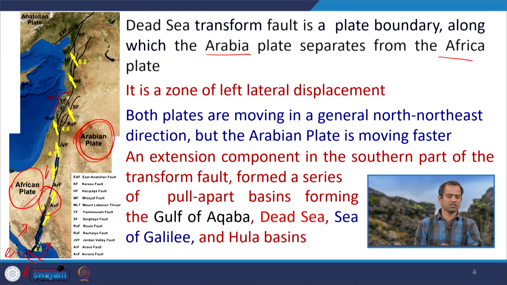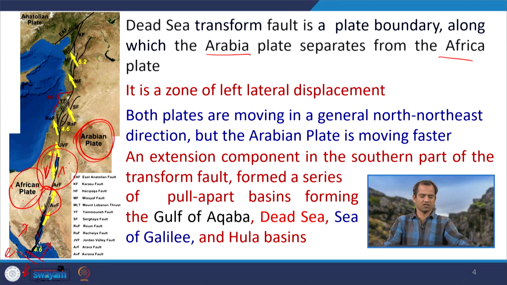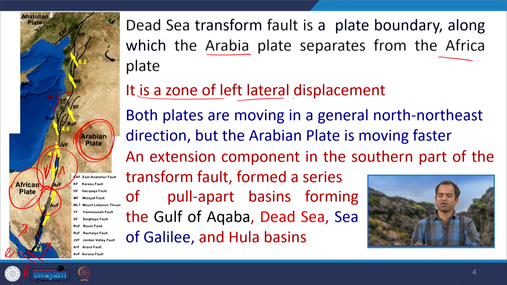This is the sinistral transform fault being generated here, and as it is being created on the shield area, the African shield, which is very rigid and old, we are creating narrow zones of deformation there. It is a zone of left lateral displacement, that is, sinistral motion. Both plates are moving in a general north-northeast direction, but the Arabian plate is moving faster.